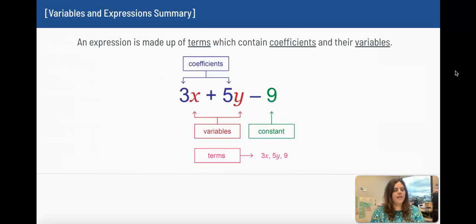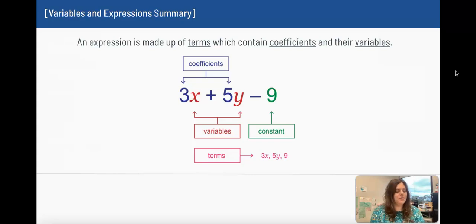To summarize our lesson on variables and expressions, an expression is made up of terms which contain coefficients and variables. And you can see the diagram here pointing out the coefficients, pointing out the variables, pointing out a constant term, and then also listing what all 3 terms are.